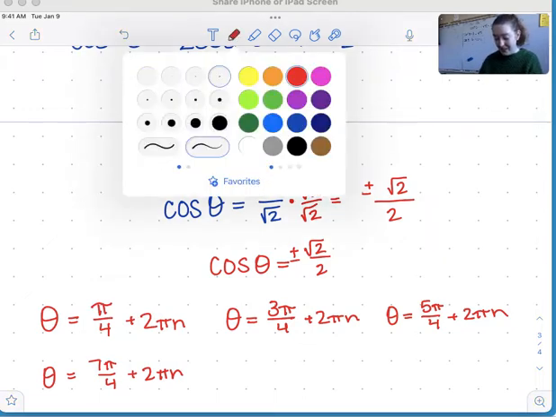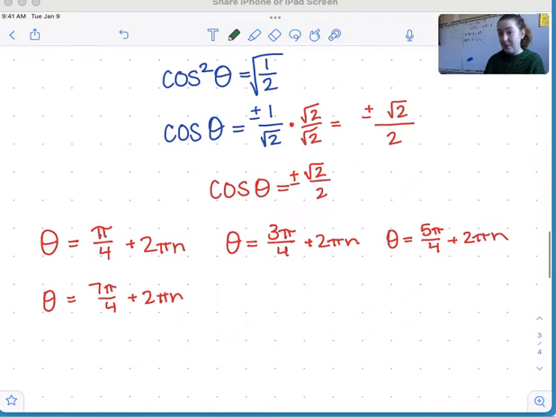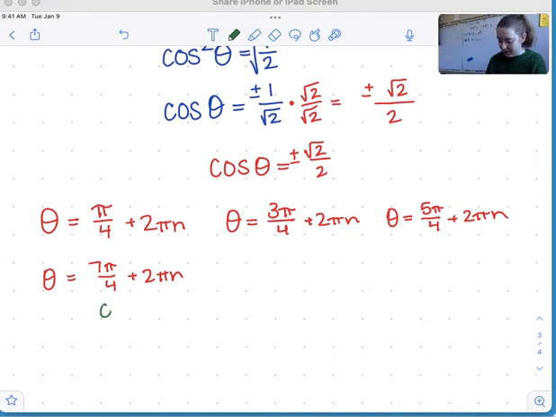Or if you're like, that's a lot to write, and I see a simpler way to do this, that's totally fine. We know that it's going to happen at pi over 4, where cosine is going to be equal to either positive square root 2 over 2 or negative square root 2 over 2. Now to get from pi over 4 to 3 pi over 4, that's half of a pi, right? So I'm adding a half pi every time. So you can also put pi over 4 plus pi over 2 n. That's fine with me too.